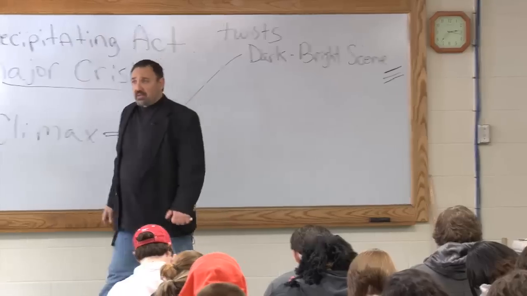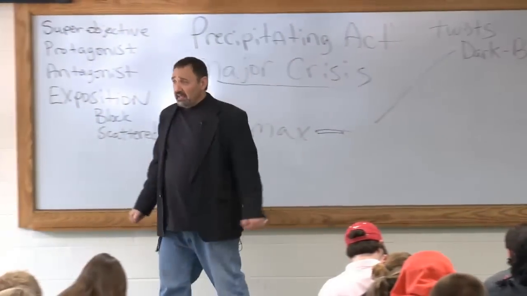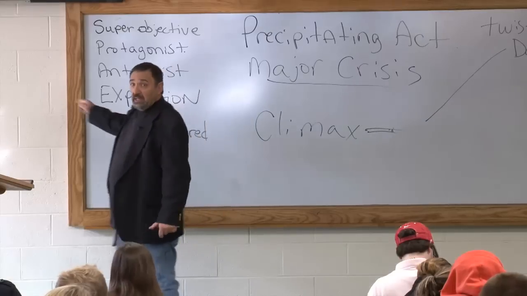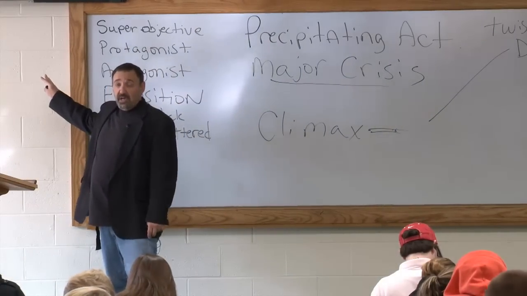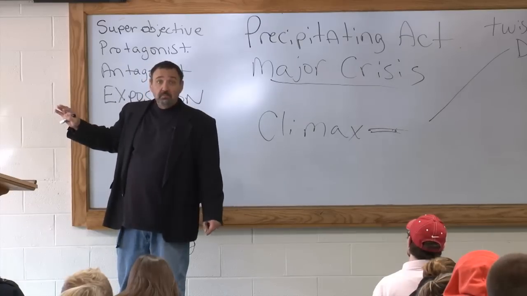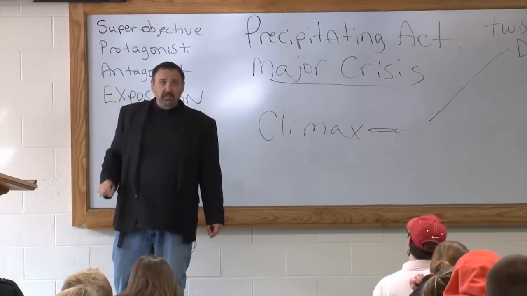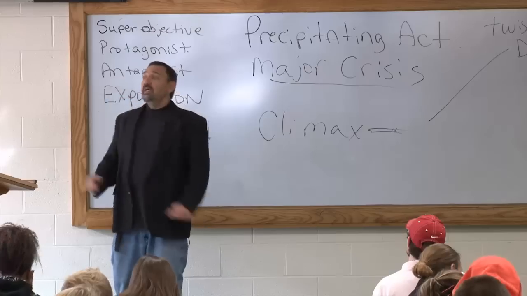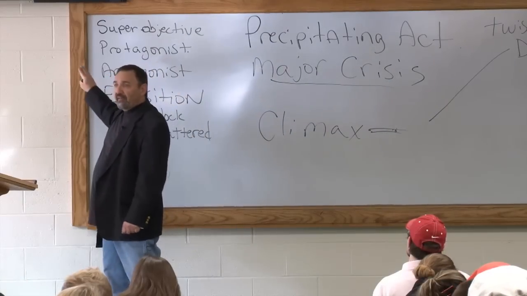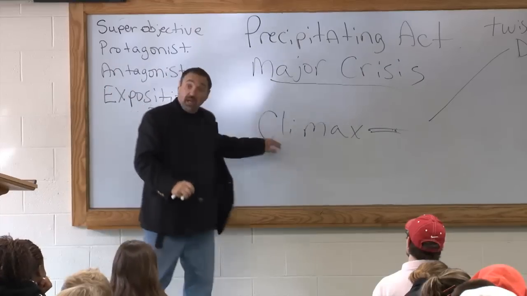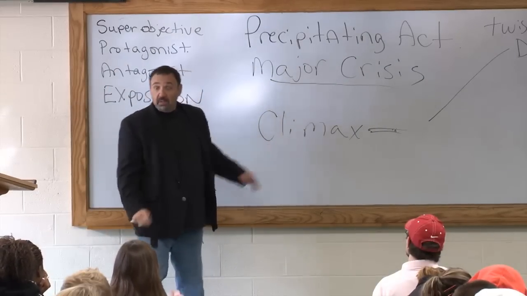In a tragedy or a drama, it's where we think everything's going to be okay. Because in a tragedy, everything will never end okay. But for a moment, we think everything's going to be okay. And then there's a twist, and then the rug's pulled out from the feet of the protagonist, and we reach the climax. Okay?